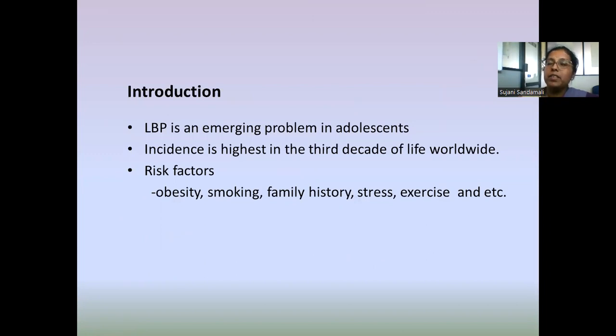Lower back pain is an emerging problem everywhere, and it's an emerging problem in adolescents too. Incidence is rising and highest in the third decade of life worldwide. There have been multiple risk factors identified for lower back pain. Out of those, obesity, smoking, family history, stress, exercise, etc.